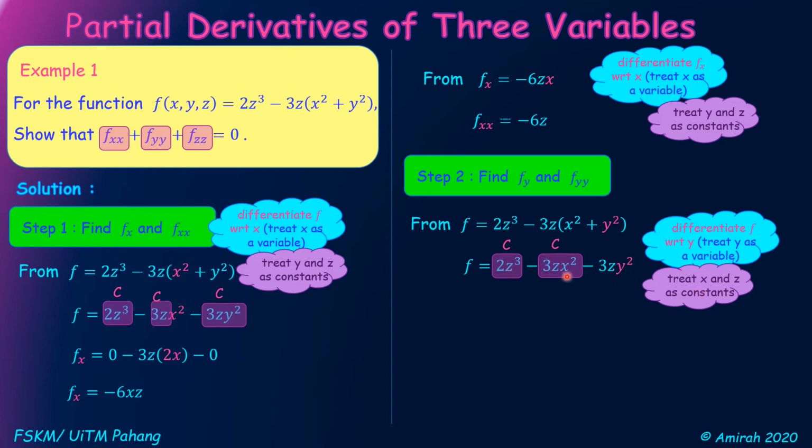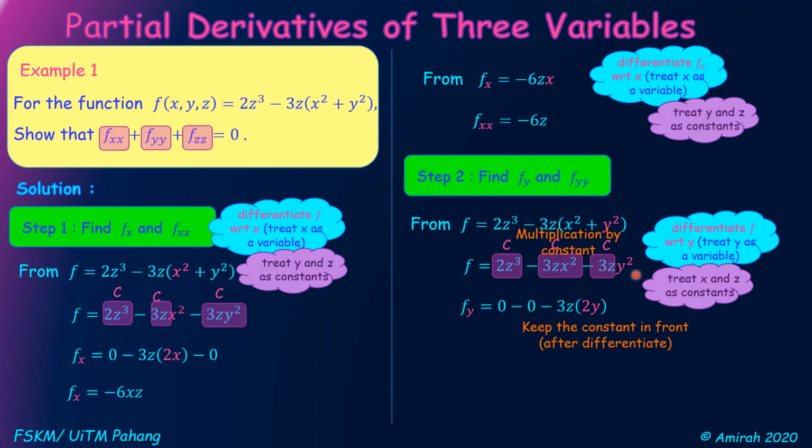Z and x are constant, so it means this is constant. And then here z is constant, y is variable. Then we can find fy. When we differentiate a constant, it equals 0. From here we have multiplication by a constant, meaning constant multiplied by variable. So what we do is keep the constant in front, and then we differentiate variable y. When we differentiate y squared, it equals 2y.